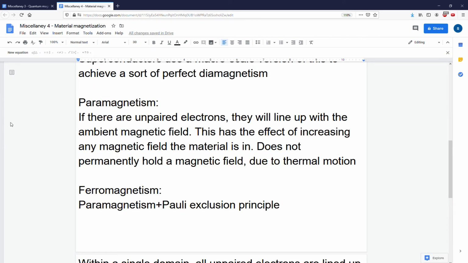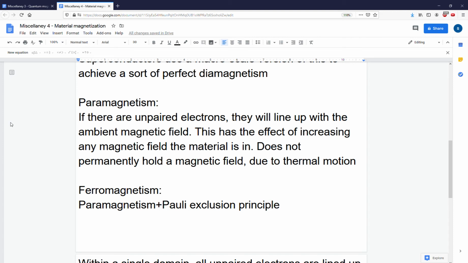If you put a permanent magnet, like a bar magnet, inside a magnetic field, that bar magnet will try to line up with the ambient magnetic field. Same thing happens with these atoms. The electrons will change the direction of their spin to line up with the external magnetic field. And unlike diamagnetism, this will actually cause the applied magnetic field to increase.